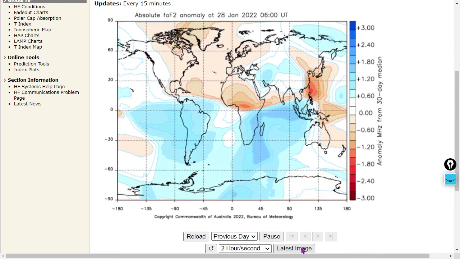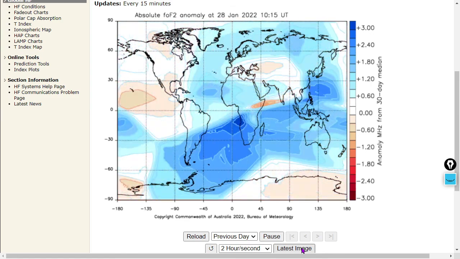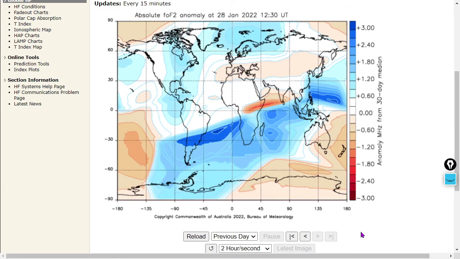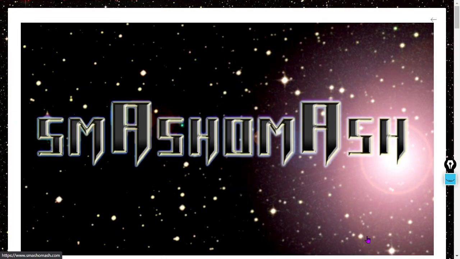Anyway, let's bring up the latest image here for the anomalygram and move on. So there's the ionogram at 12:30 Universal Time, and there is the anomalygram. Again, low-frequency anomalies largely below the equator there, south of the equator.